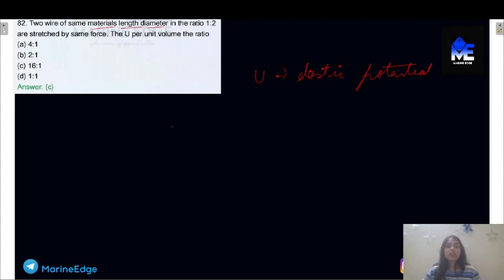So now, what is the value of U? How do we calculate it? U is equal to 1 by 2 stress square upon Y. What is Y? Young's modulus, correct? Now, we'll have to calculate stress for both the objects. What is the value of stress? Force per unit area. Now, they have different diameters, correct?